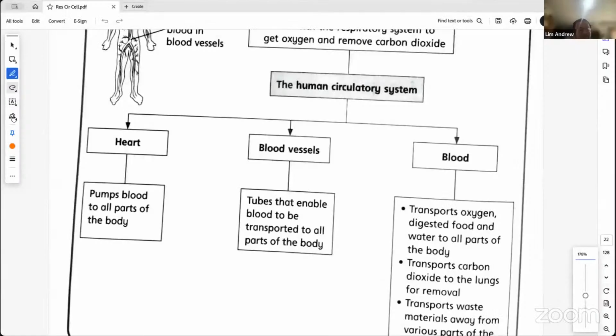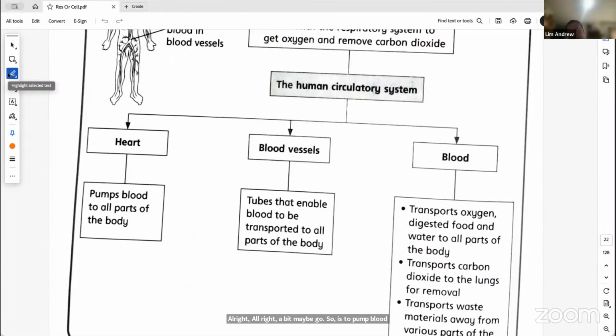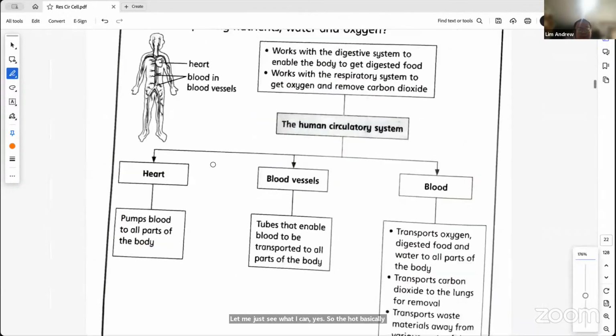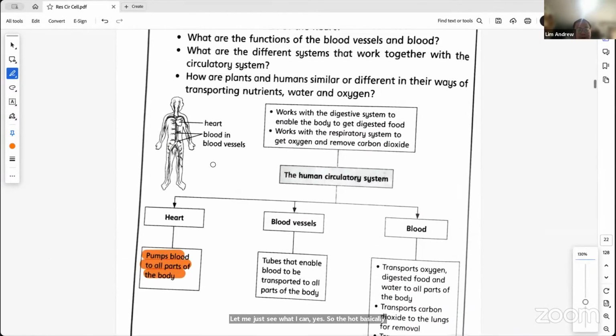The heart's function is to pump blood to all parts of the body. So in examinations, you just need to write that the heart's function is to pump blood to all parts of the body, and you will get a full 1 mark. Let me just see whether I can answer it or not. Yes. So the heart's function is to pump blood to all parts of the body.